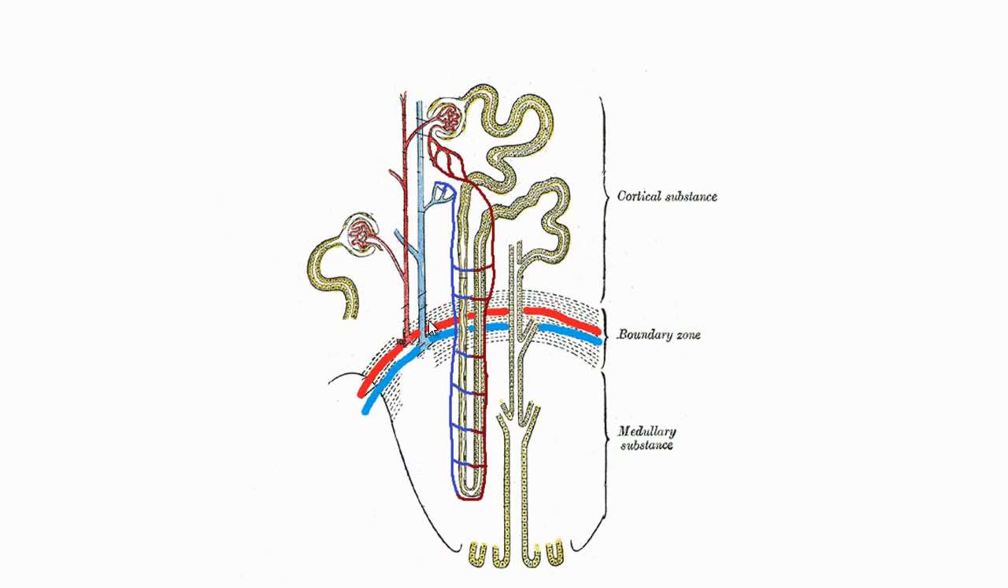So I mentioned that the collecting duct of a nephron drains from the renal medulla into the minor calyx. So what I'm showing you here is a diagram of a nephron. So the nephron is the basic functional and structural unit of the kidney, and it essentially filters the blood, and it does this to regulate the amount of water, salt, sugar and urea in the body.